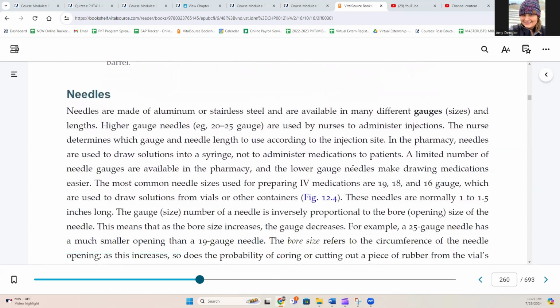Needles are made of aluminum or stainless steel and are available in many different gauges, sizes, and lengths. Higher gauge needles, like 20 to 25 gauge, are used by nurses to administer injections. The nurse determines which gauge and needle length to use according to the injection site. In the pharmacy, needles are used to draw solutions into a syringe, not to administer medications to patients.